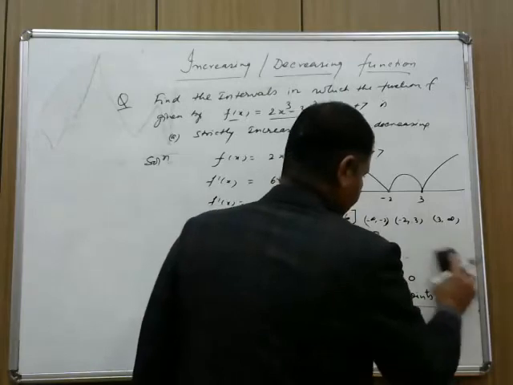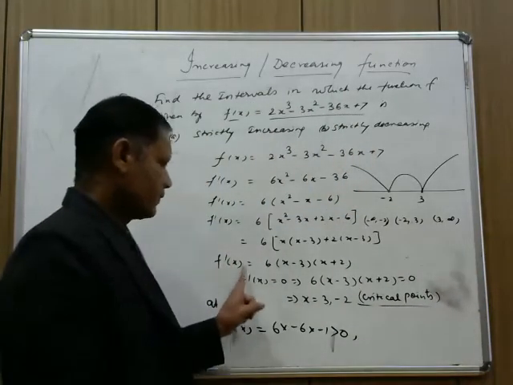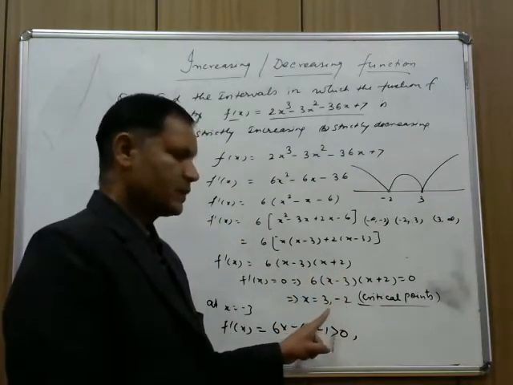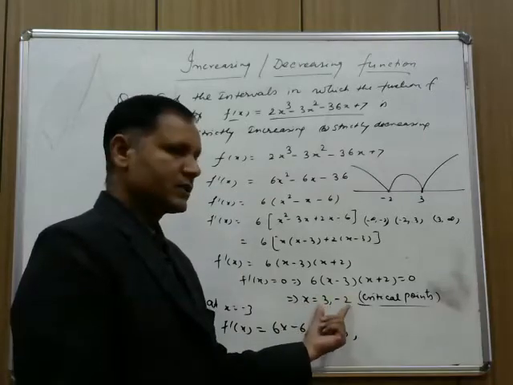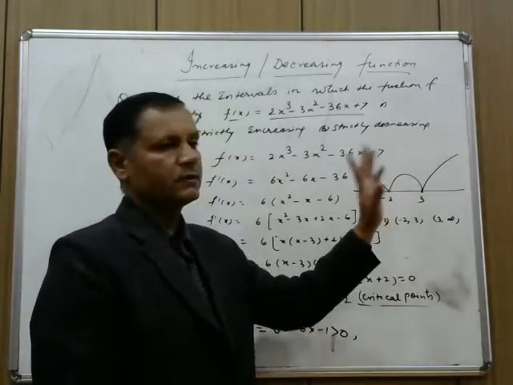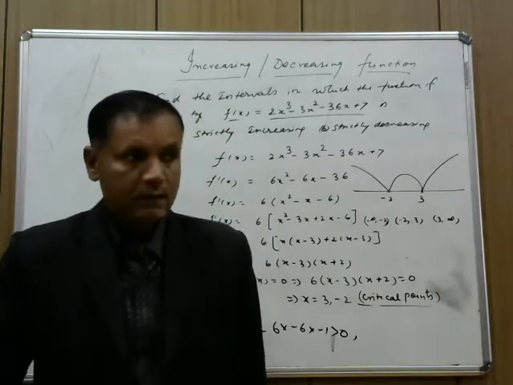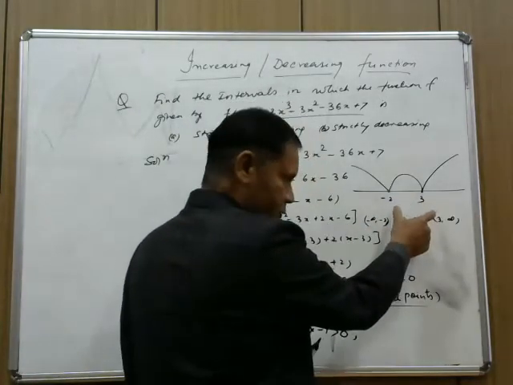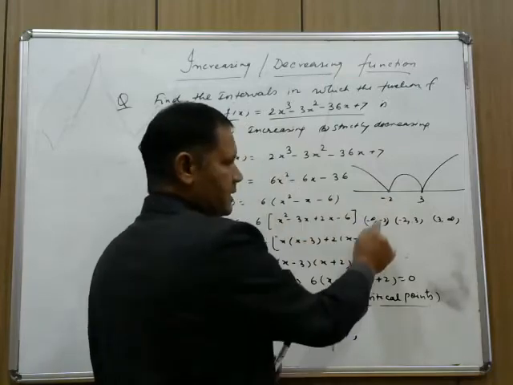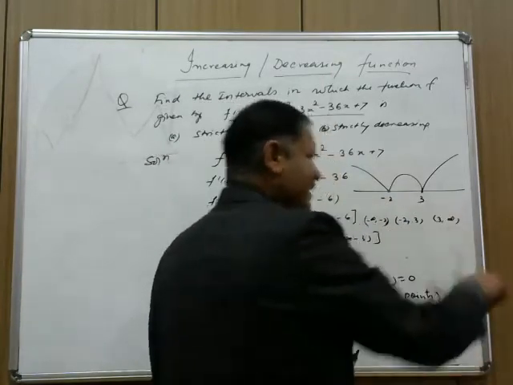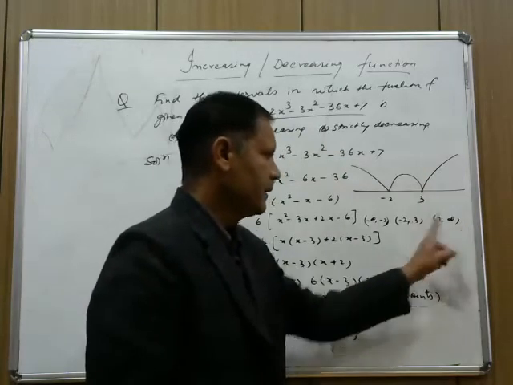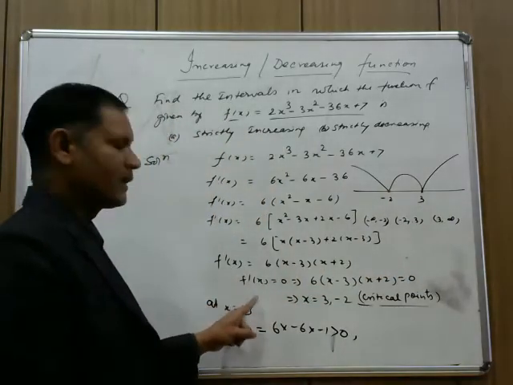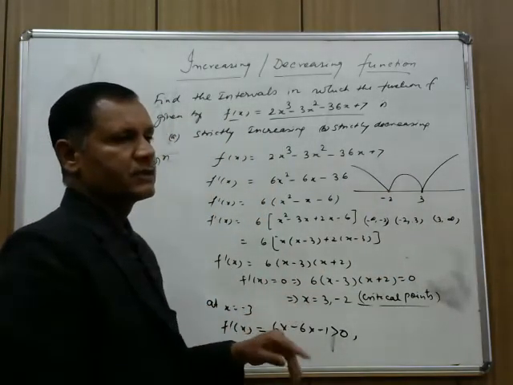What I have done? Again I am going to say it fast. f dash of x is equal to 6 into x minus 3 into x plus 2. From this we get the critical points, that is minus 2 and 3. Please draw these critical points on the number line. At these points, we have disjoint intervals. We have three intervals: 3 to infinity, minus 2 to 3, and minus 2 to minus infinity. Please write the intervals. Now you take any number in between 3 to infinity, minus 2 to 3, and minus 2 to minus infinity, and put that value in f dash of x and check whether it is positive or negative.